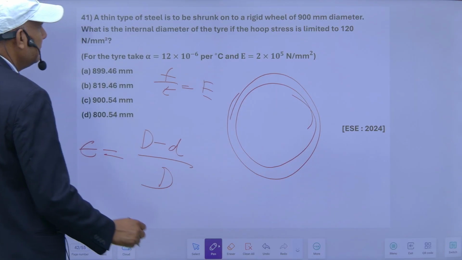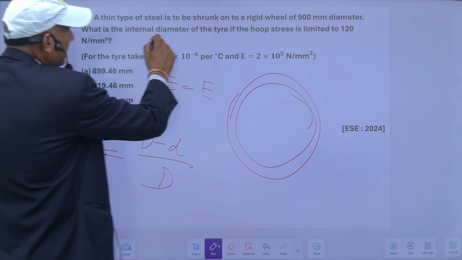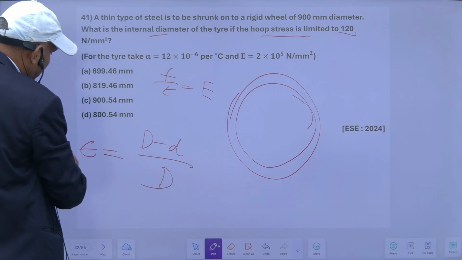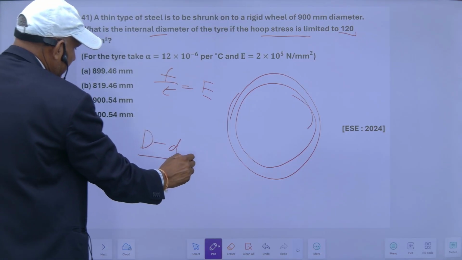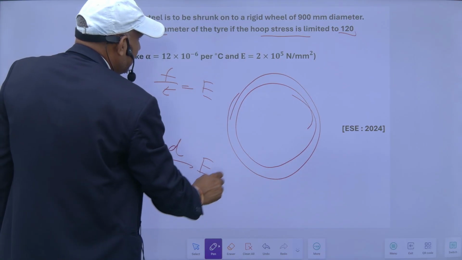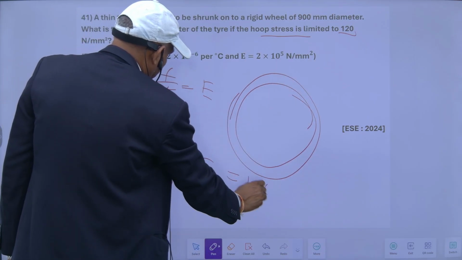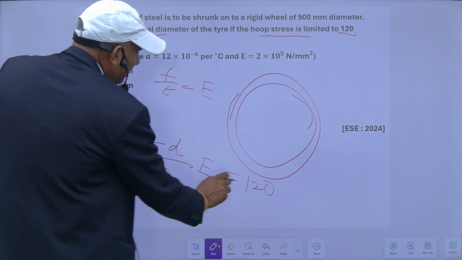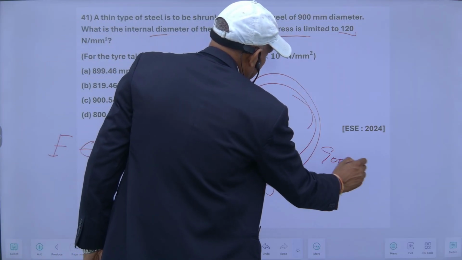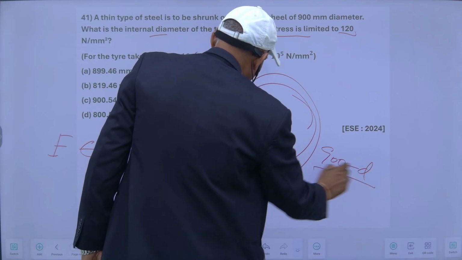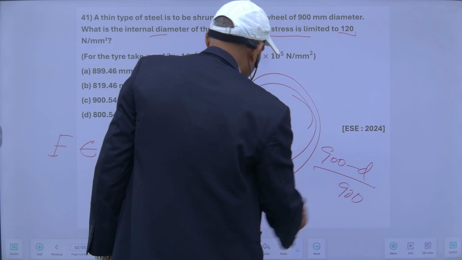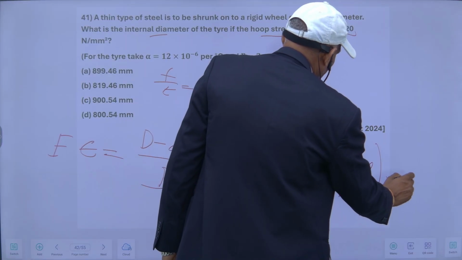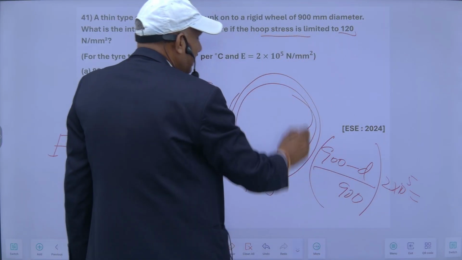So in this case, I have to find the internal diameter, and hoop stress is 120. So strain, when I multiply it by E, will give the stress, and this hoop stress is equal to 120. So this will become (D minus d) upon D, where D is 900, so (900 minus diameter of the tire) upon 900, into E, is equal to 120.